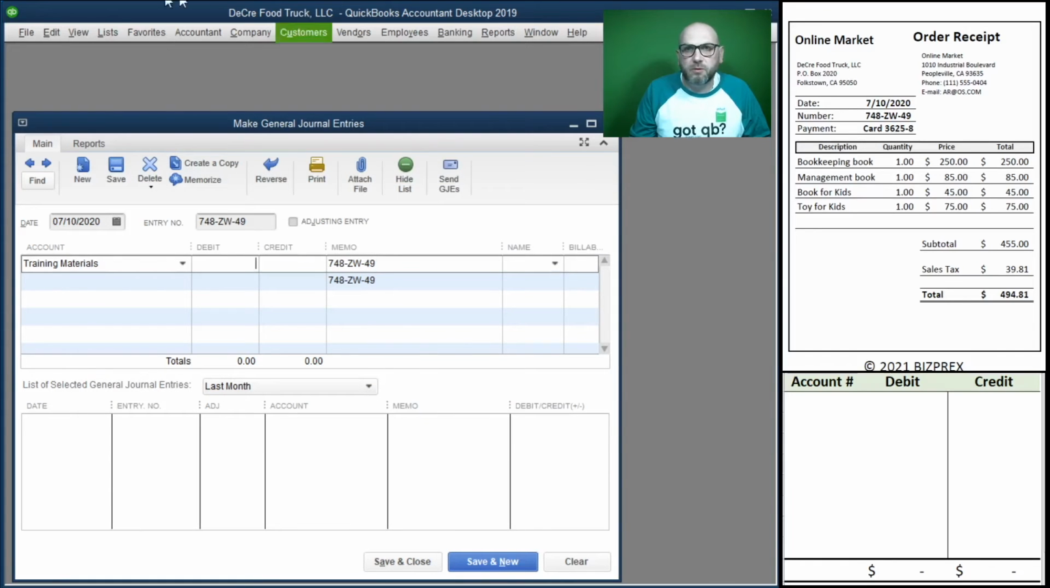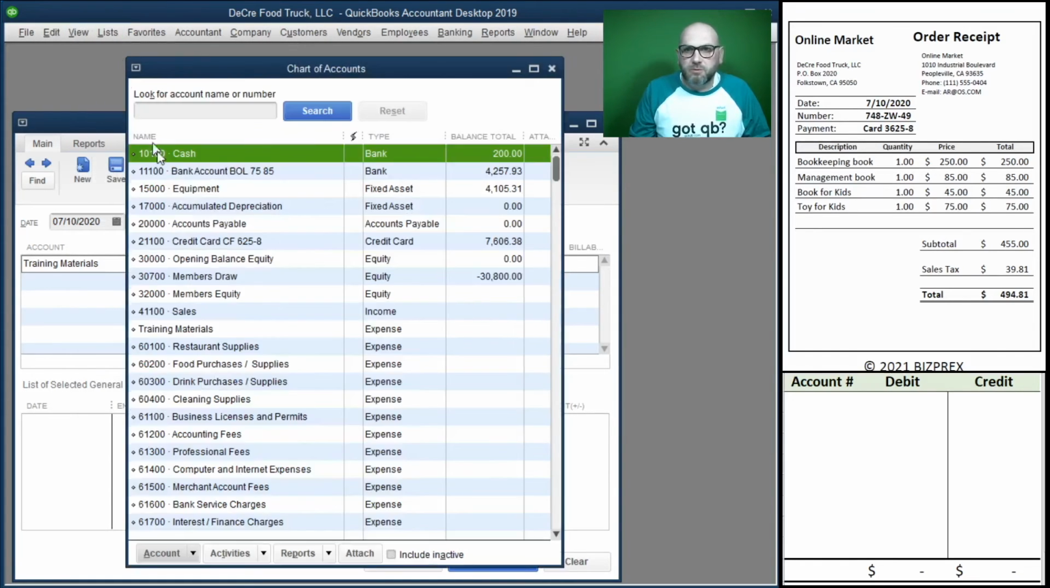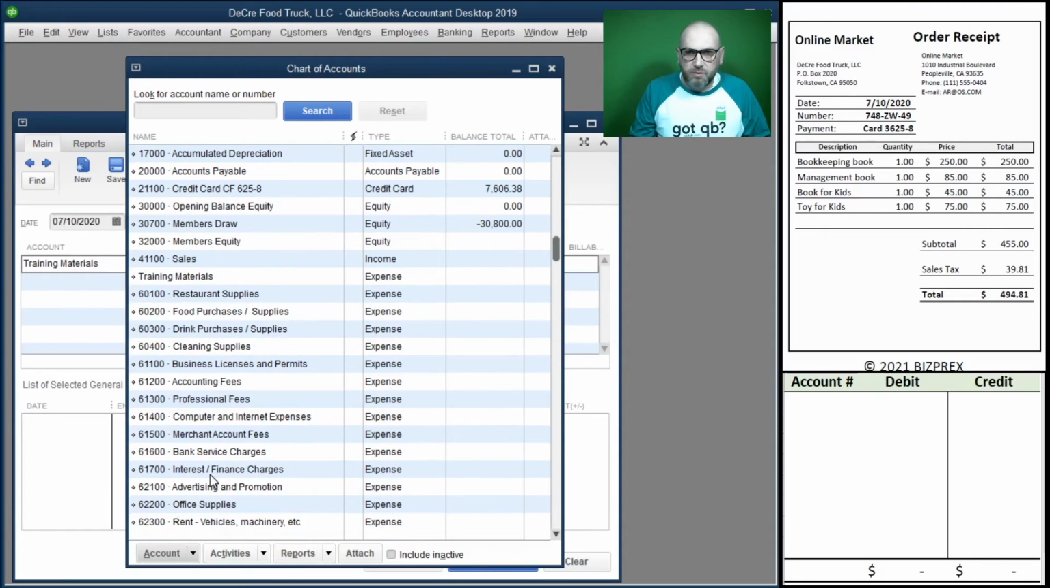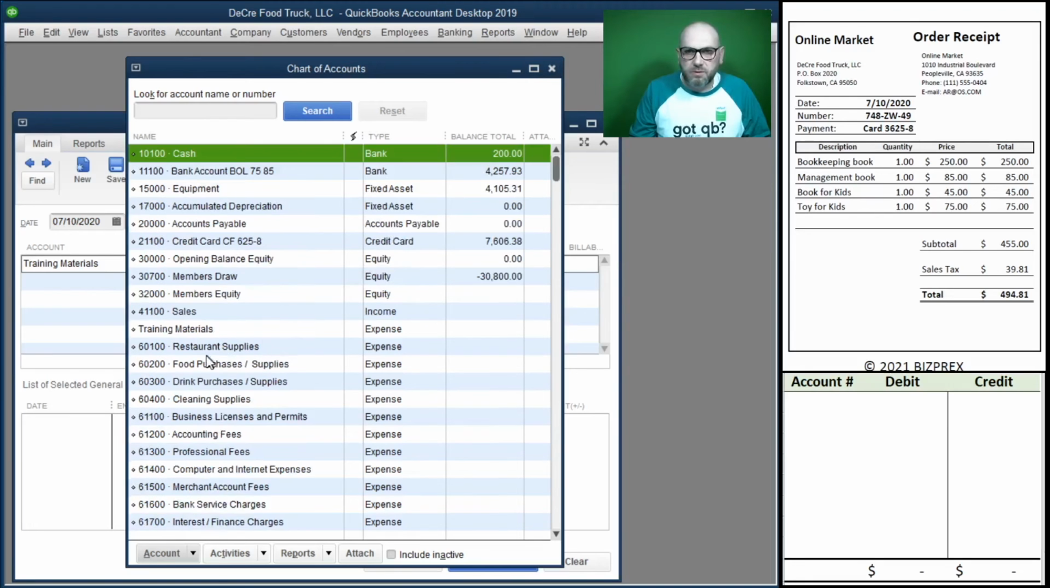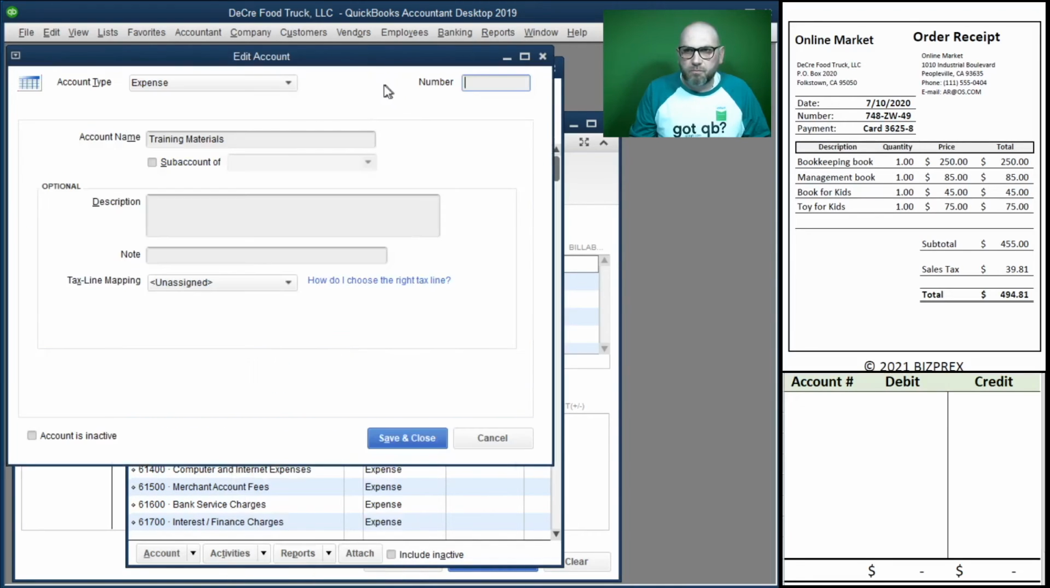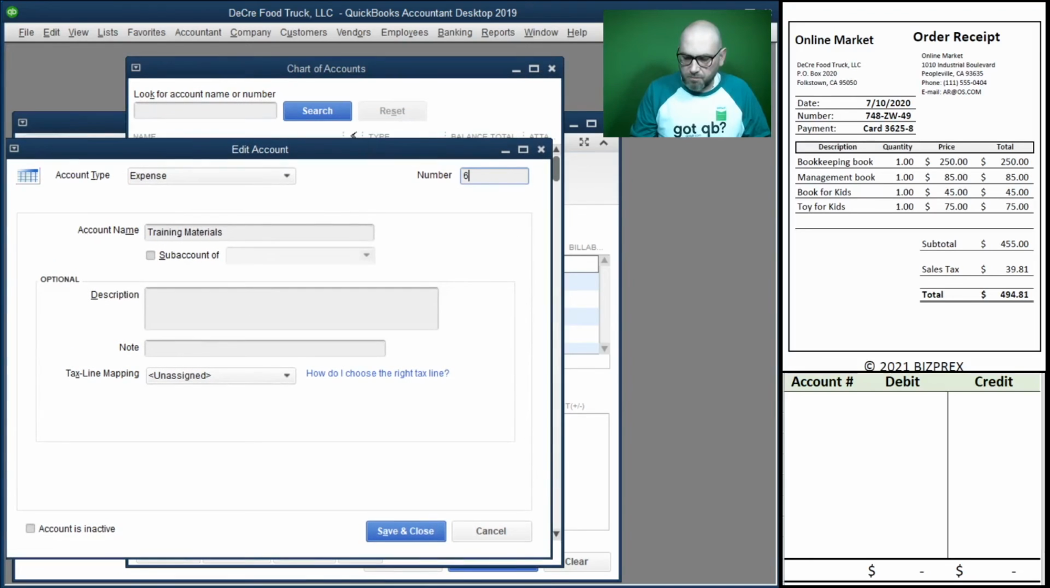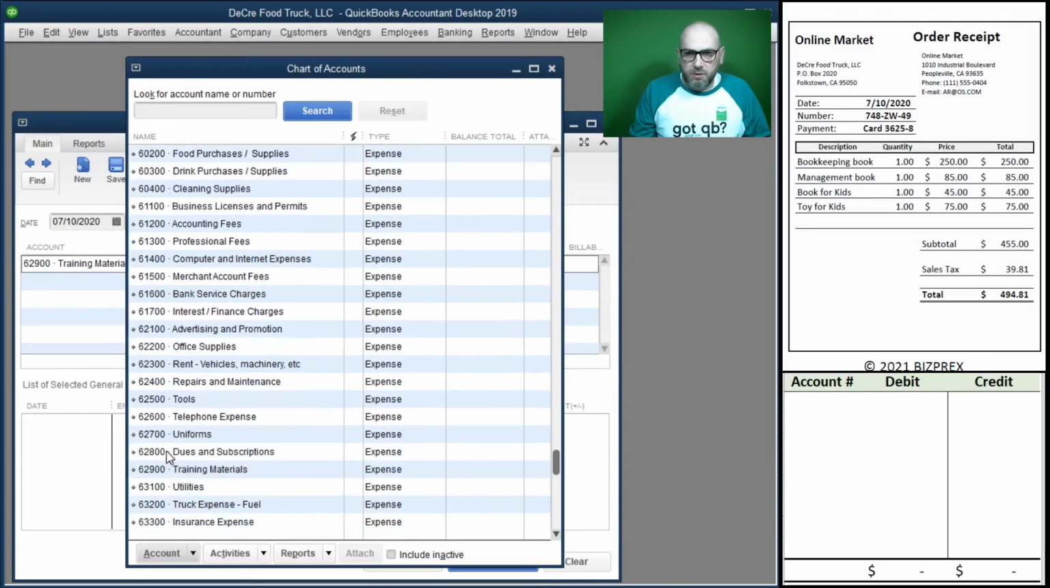Alright, again, the cool part about QuickBooks is that you can go into chart of accounts and see. So here's our training materials. Let's see, where would it fit the best? Let's put it maybe office supplies, telephone expense, right here. Somewhere 62,900. Okay, so 62,900. So the cool part, see, it's right here now.